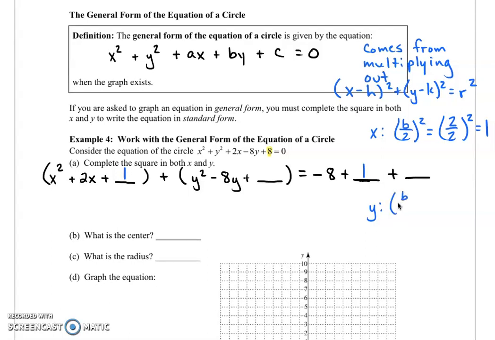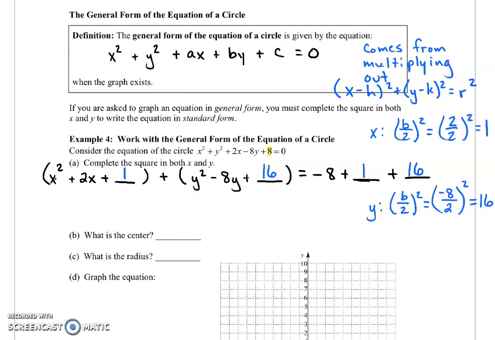Now let's complete the square in y. It's still b over 2 squared, but this time looking at our y's, our b is -8 over 2 squared. So -8 divided by 2 is -4, and -4 squared is +16. So we are going to add 16 on the left and add 16 on the right.